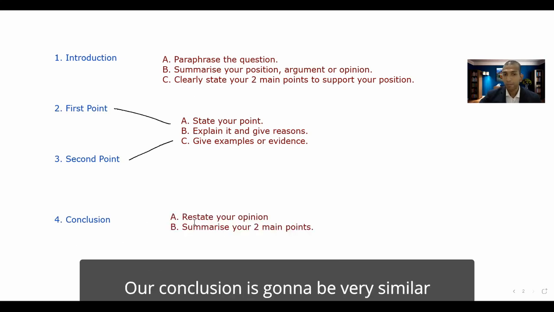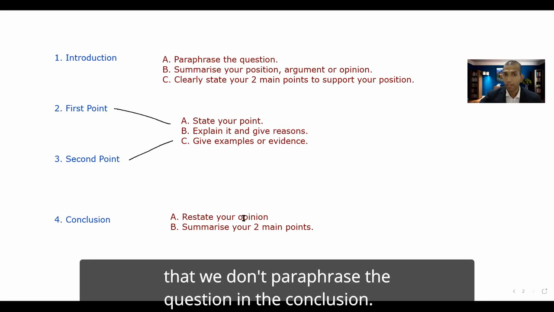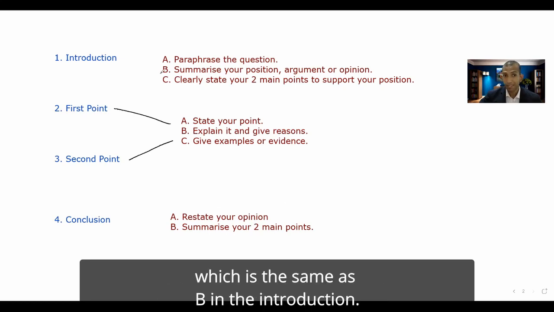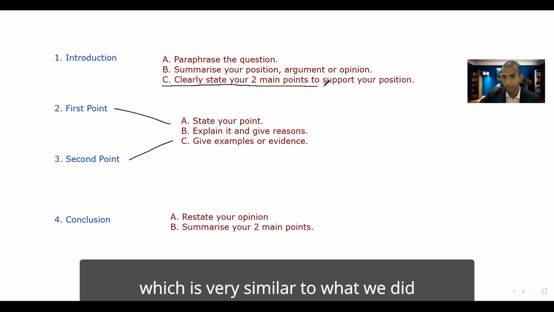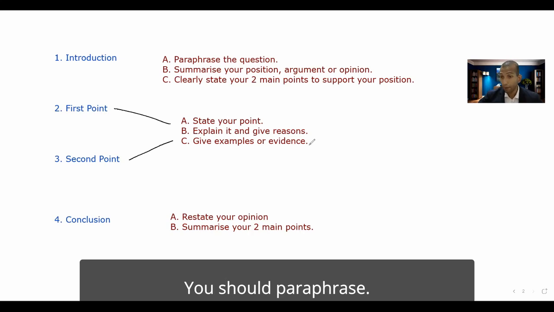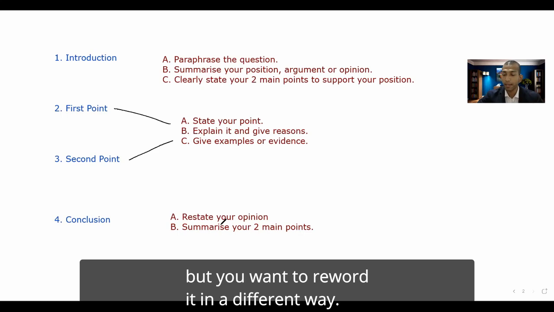Our conclusion is going to be very similar to the introduction. It'll be brief, and the main difference is really going to be that we don't paraphrase the question in the conclusion. Instead, we restate our opinion, which is the same as B in the introduction, and then we summarize our 2 main points, which is very similar to what we did for the introduction. Now, again, you don't want to use the exact same wording. You should paraphrase. You want to communicate the same message, but you want to reword it in a different way.